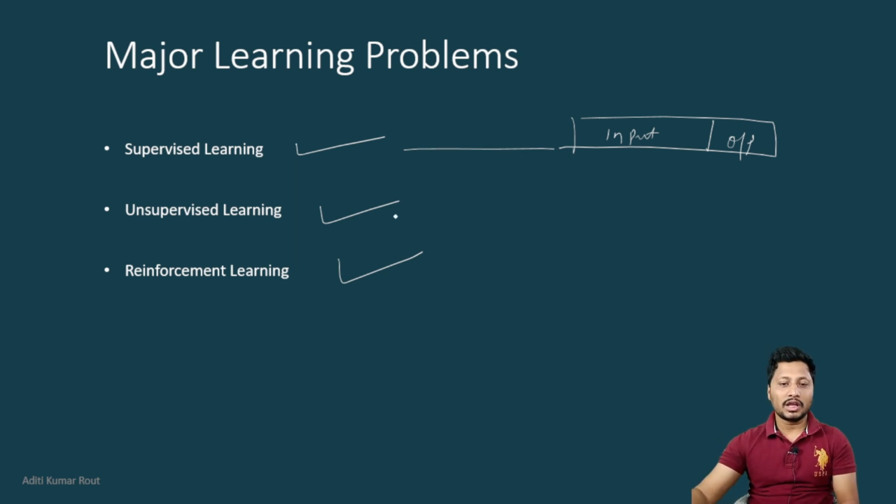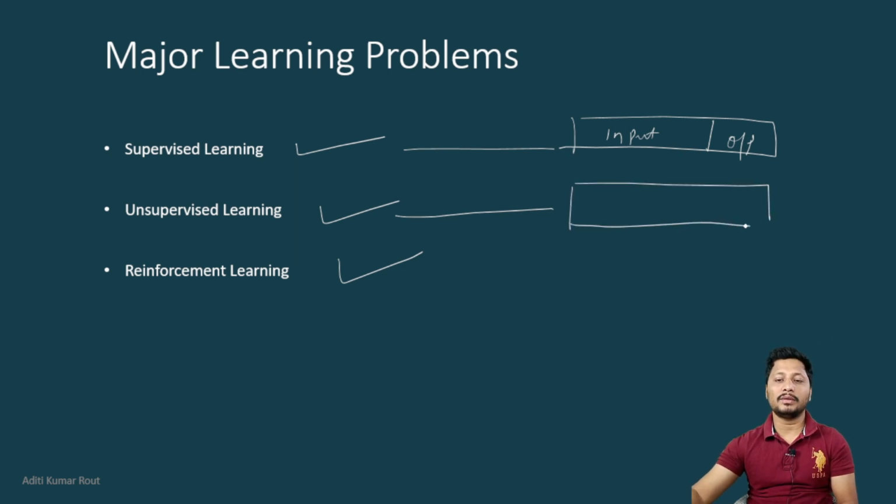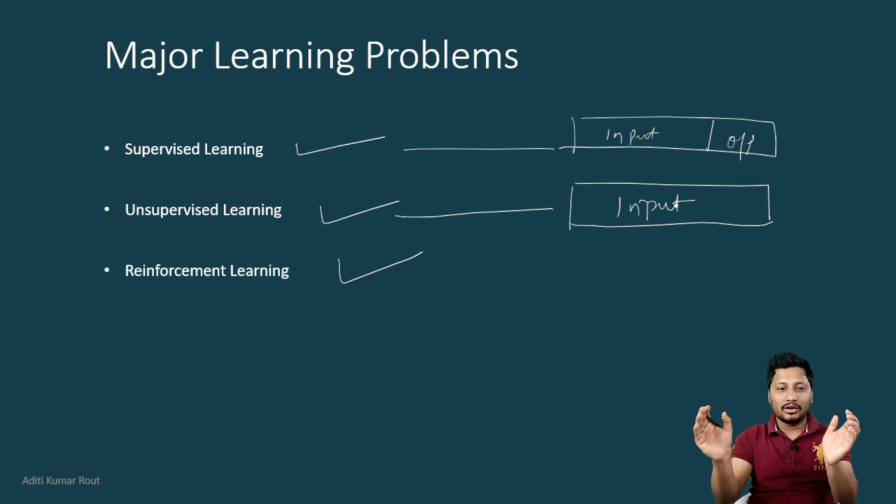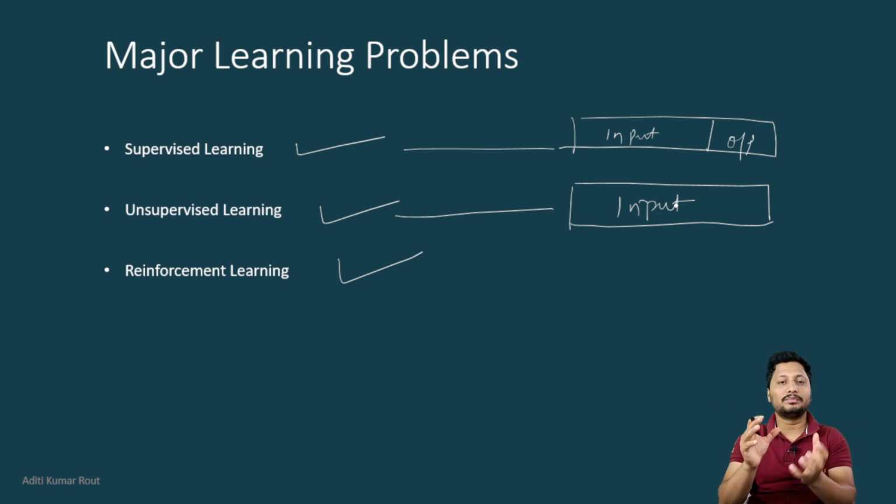If I am talking about unsupervised learning, we don't have any output or label for the data, only input. We can only build a pattern or a relationship among the data available with us, which is completely input. There is not any proper label.